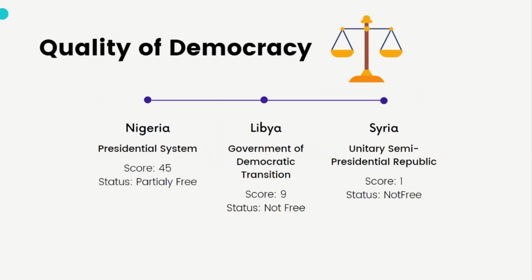Next, let's look at the presidential system of Nigeria, which was scored 45 out of 100 and given the status of partially free. Next is Libya, whose government is in democratic transition, which scored 9, the status not free. Lastly, we have Syria, with a unitary semi-presidential republic, score 1, status not free.